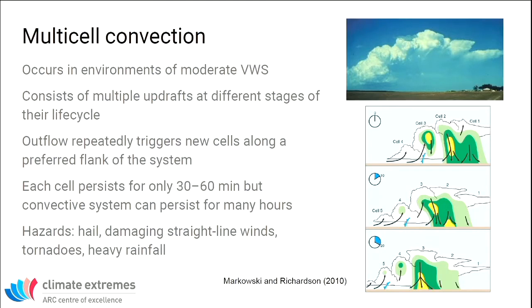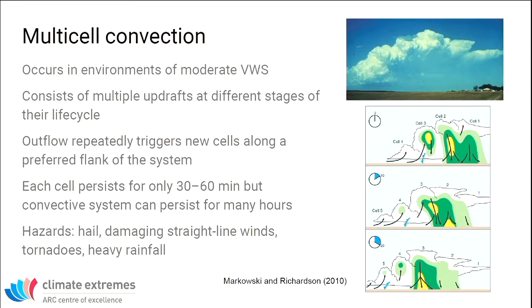So as we increase vertical wind shear, the next step we get to is multicell convection. Now we're in an environment where we've got moderate vertical wind shear, 10 to 20 meters per second wind change over the lowest 6 kilometers. And in this case, what we're actually dealing with is not a single convective storm, but multiple convective storms that are interacting with each other.